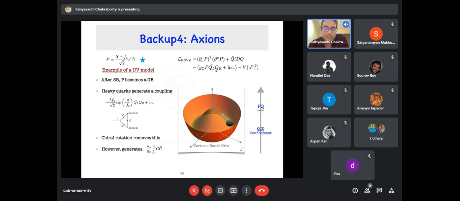Now again, just as I said, you can rotate away this axion quark-quark coupling with a chiral rotation. But because the action is not invariant under the chiral rotation, the measure generates an axion G G dual term. So that's how the A G G dual term comes about. You have a UV theory, all the heavy quarks are integrated out, and you generate the G G dual term at a scale f_a, which is typically very high, around 10 to the power 10, 10 to the power 12 GeV and so on.